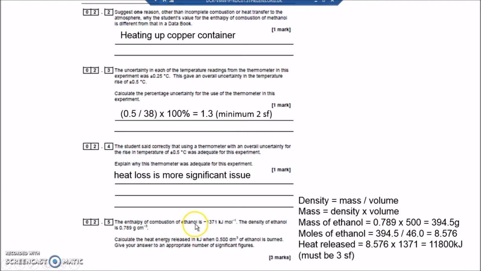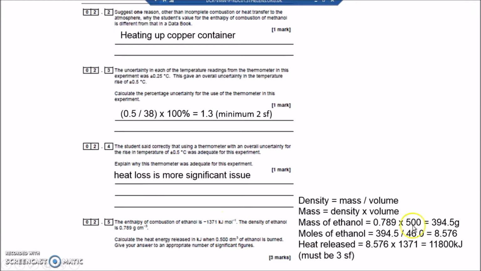Now I can work out the Mr of ethanol. Ethanol is CH3CH2OH. So when I work out the Mr, it works out as 46: 2 carbons are 2 12s, there are 6 hydrogens in there, a 6, and a 16 for the oxygen, 46 for ethanol. And so I can work out the number of moles: 394 divided by 46, 8.576 moles of ethanol.